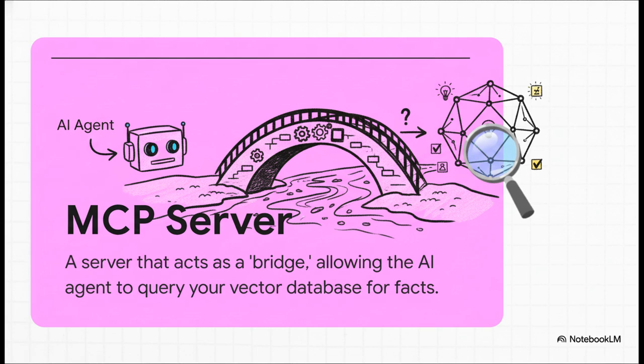It's basically a specialized tool that the AI agent can call on. The agent says, hey, I need information about this, sends a query to the server, and the server instantly searches your database, finds the most relevant facts, and sends them right back. It is the absolute essential communication link in this whole system.